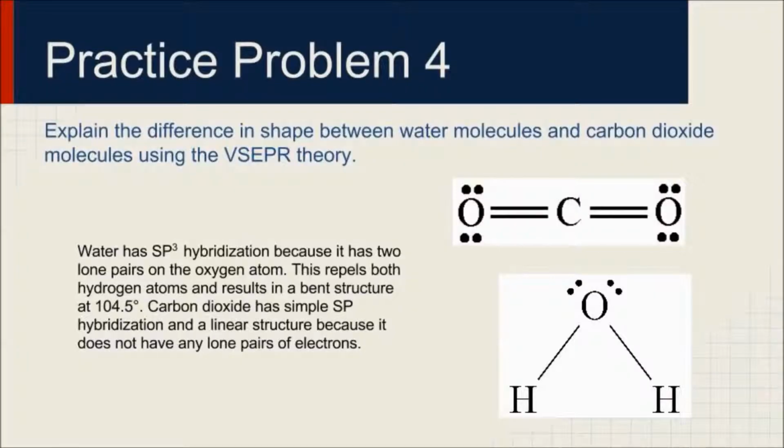Water has sp3 hybridization because it has 2 lone pairs on the oxygen atom. This repels both hydrogen atoms down and results in a bent structure of 104.5 degrees. Carbon dioxide has simple sp hybridization and a linear structure because it does not have any lone pairs of electrons that will repel the oxygen atoms.